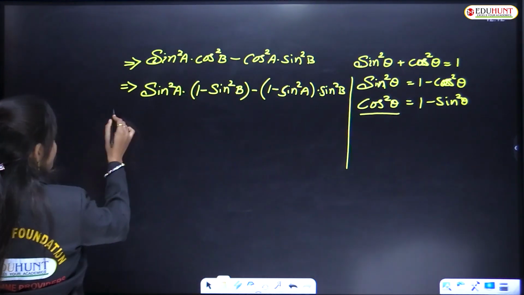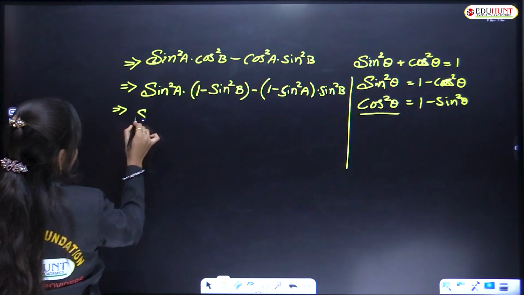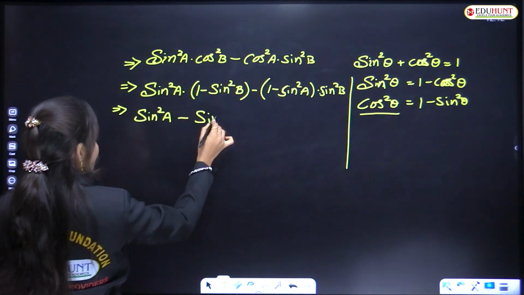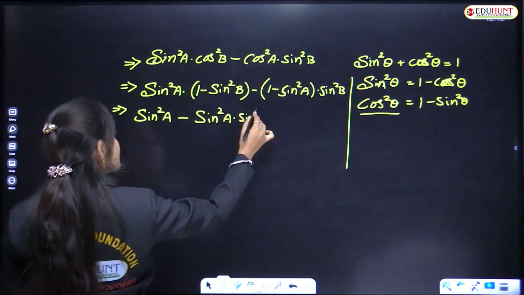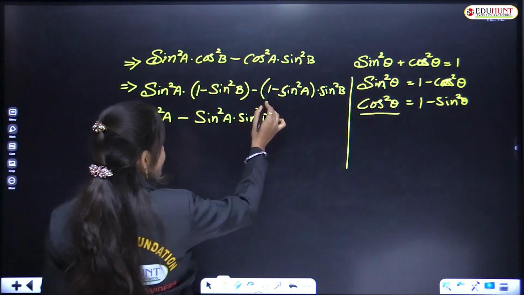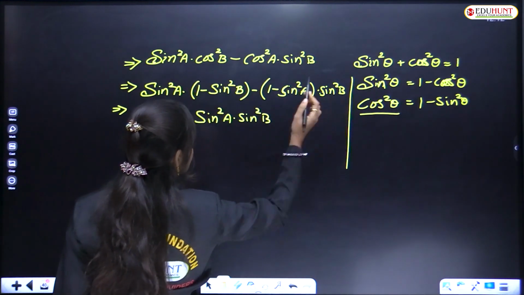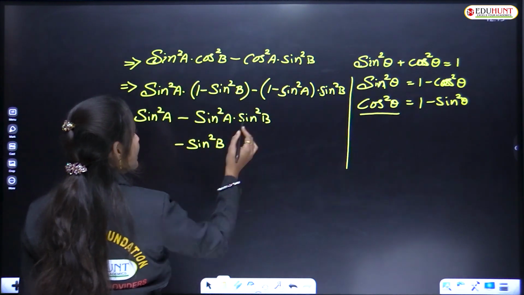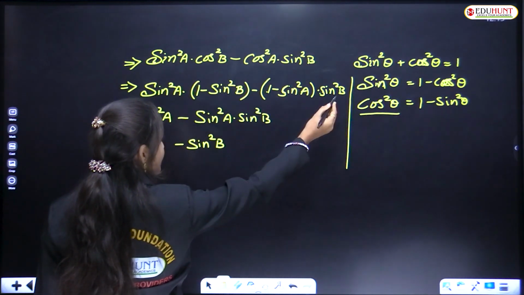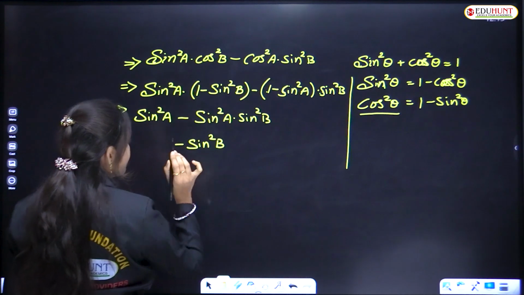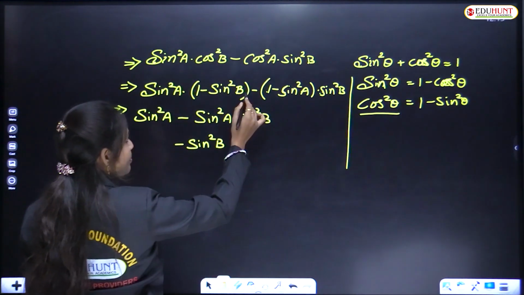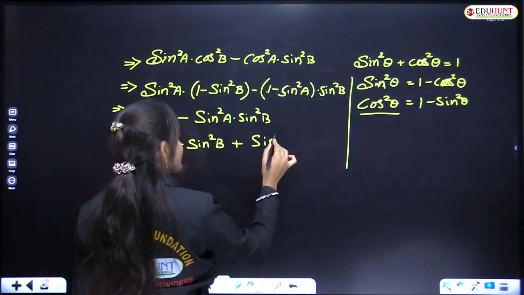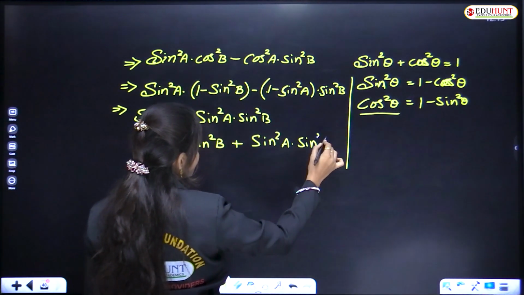Now simplify this. Sin square a into 1 is sin square a, minus sin square a into sin square b. Now again, minus into 1 is minus 1, and minus 1 into sin square b is minus sin square b. Because 1 into sin square b is sin square b, first we keep the negative sign; next, minus into minus is plus, so sin square a into sin square b. Our answer is completed.